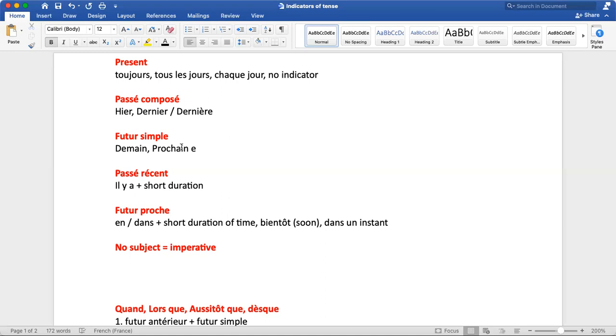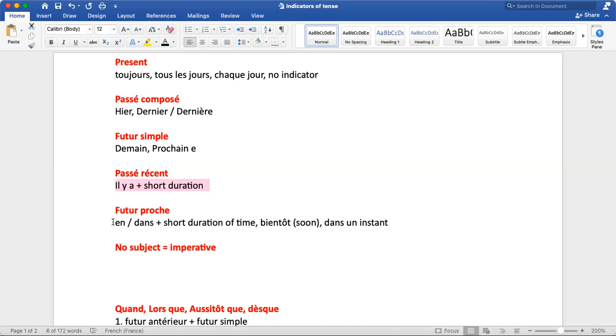Next is passé récent. For passé récent, we have only one indicator, which is il y a. And il y a is followed by a short duration of time. For example, il y a 2 minutes, il y a 5 minutes, il y a 10 minutes. Basically, it means 2 minutes ago, 5 minutes ago, 10 minutes ago. Il y a means ago.